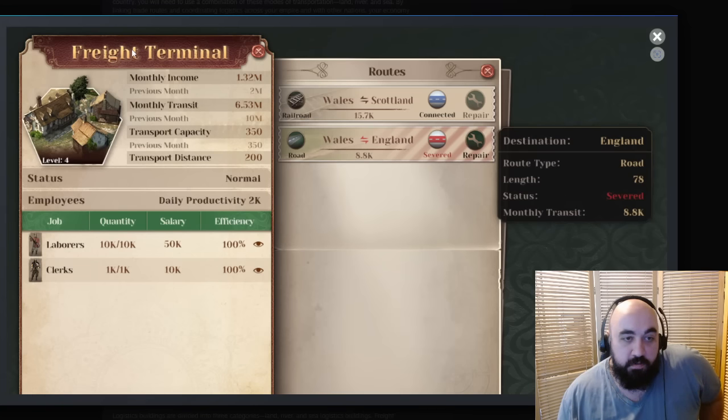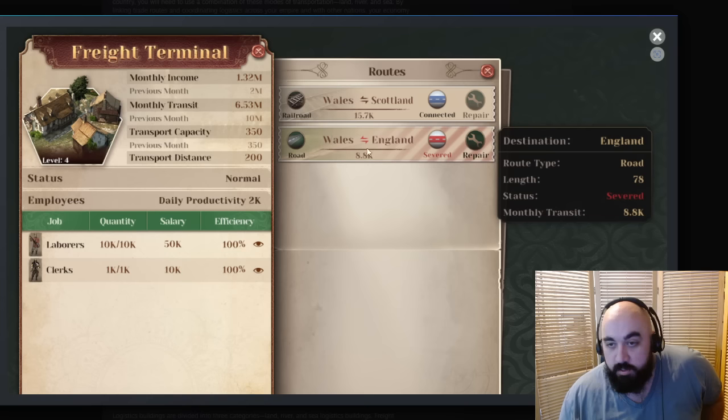So we have here a freight terminal. We see it's got laborers and clerks. It's got road and railroad. And so I'm guessing it's going to provide routes through both and it's connected. We see length, monthly transit, 8.8K. So I guess that's the amount that's going through it. We see the transport capacity here and the previous month's monthly transit.